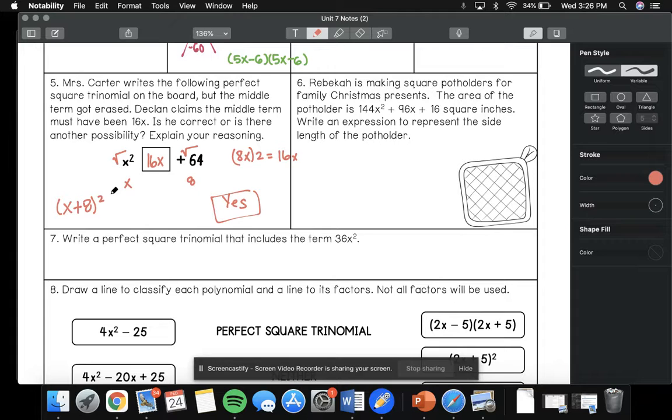Okay. Rebecca is making square potholders for our family Christmas presents. The area of the potholder is that problem. So let's go ahead and see if we can figure out the sides. Again, big number, so I'm going to take the square roots and see if that helps. Square root of 144 is 12. Square root of x squared is x. Square root of 16 is 4. I'm going to multiply them together and get 48x. Now I'm going to double it, and I get 96x. So it does look like it is a perfect square. So we have 12x, so positive, so plus 4, quantity squared.